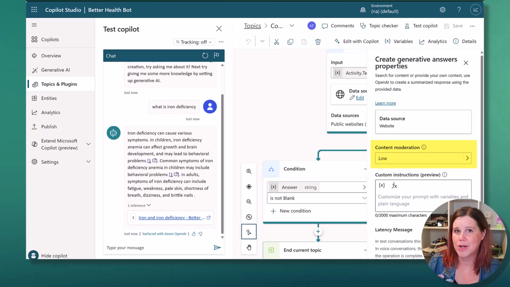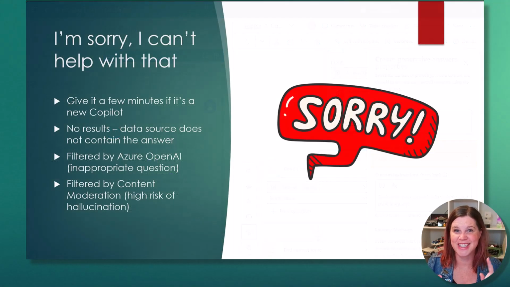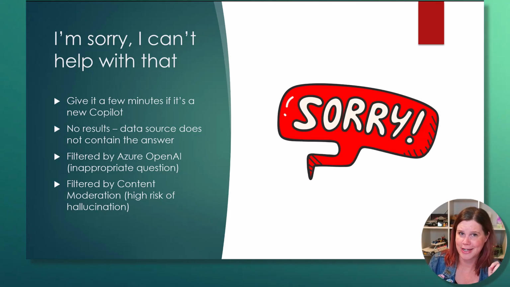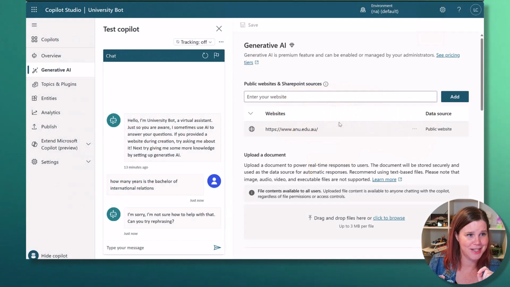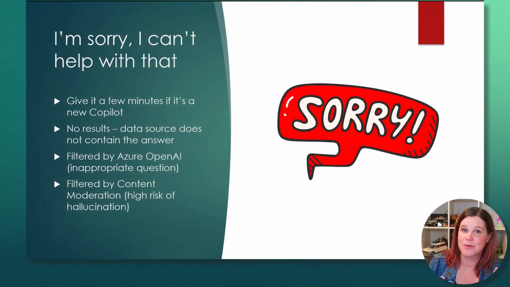Now, one of the biggest problems I find that people have when they first start using this is this error here. "I'm sorry, I can't help with that." Let's take a look at an example here. "Hello, I'm a university bot." How many years is the Bachelor of International Relations? "I'm sorry, I'm not sure how to help with that. Can you try rephrasing?" So there are a few reasons why this can happen.